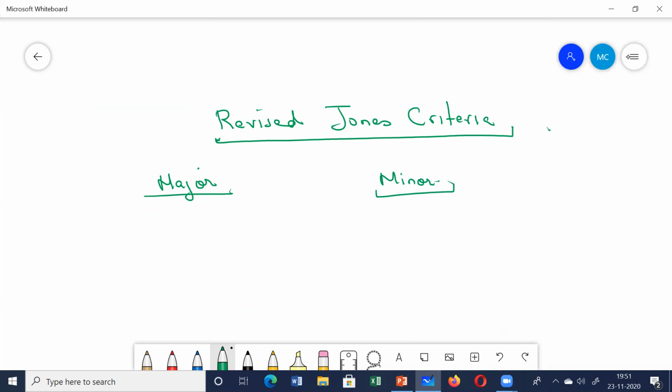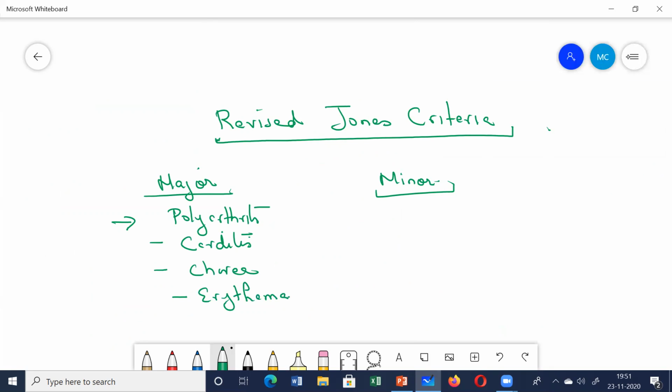It's very, very important. Okay, major criteria, all the things which I had told you in the beginning. What was that? Polyarthritis. Yes, the joints are involved. That comes under the major criteria. Then carditis, heart involvement. Chorea, the involuntary movements. Erythema marginatum, the transient skin rashes with a clear center. Remember all the slides which I showed you, everything will come under the major ones: polyarthritis, carditis, chorea, erythema marginatum. And what else did I show you in the pictures? That is subcutaneous nodules. So these all come under the major criteria.